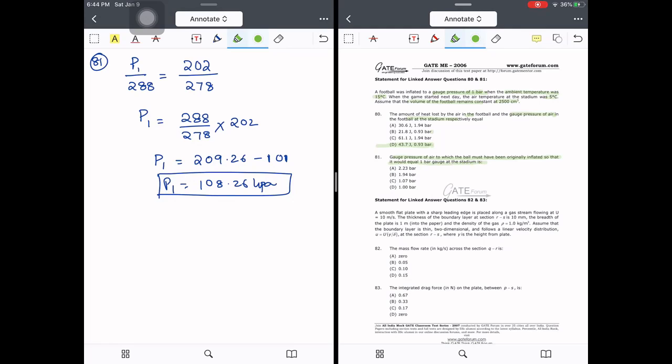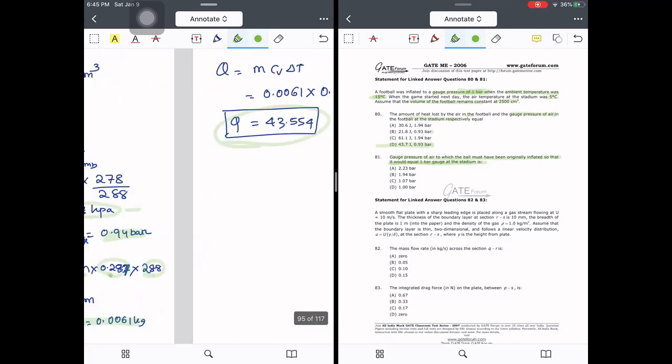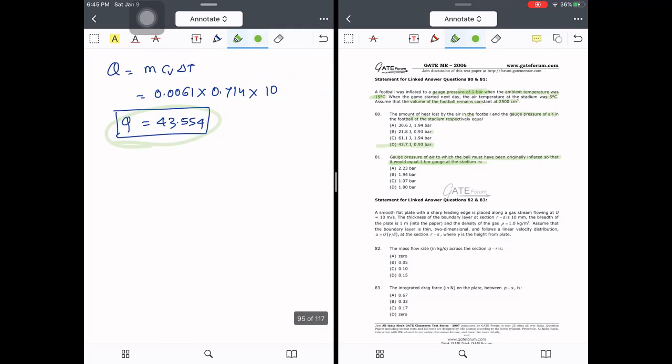Now question number 81: the gauge pressure of the air to which the ball must have been originally inflated so that it would be equal to 1 bar gauge at the stadium. Okay, so they are asking P1. Initially the gauge pressure was 1 bar. Again they are asking what the gauge pressure of the ball must have been originally inflated so that it is equal to 1 bar at the stadium. So simple, P1 by T1 is equal to P2 by T2. For P1 I need to calculate what the temperature was at that time. It was 15 degrees, which is equal to 288 Kelvin. Remember, this temperature has to be in Kelvin.